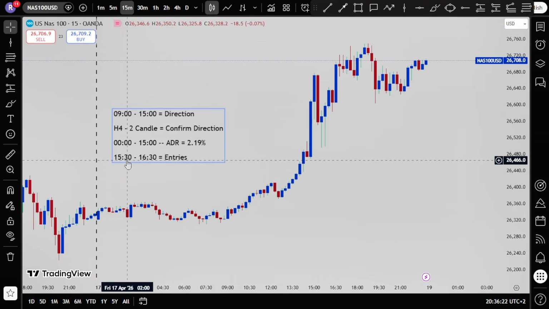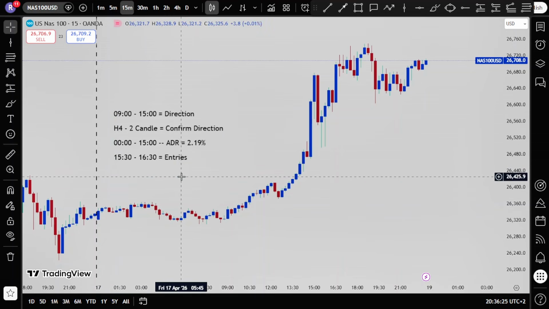And then 15:30 to 16:30, we are looking for entries in the market. Here we are looking to take trades. How and when do we take trades in the market? I'm going to show you a few variations of how I was able to take some trades right here that I took.